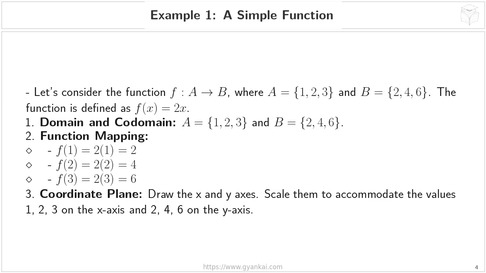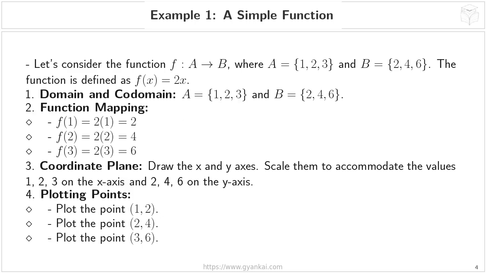Now let's create our coordinate plane. Remember, the horizontal axis is the x-axis, and the vertical axis is the y-axis. We'll use the x-axis to represent our domain, set A, and the y-axis to represent our codomain, set B. We need to scale our axes appropriately. On the x-axis, we'll mark the values 1, 2, and 3. On the y-axis, we'll mark the values 2, 4, and 6.